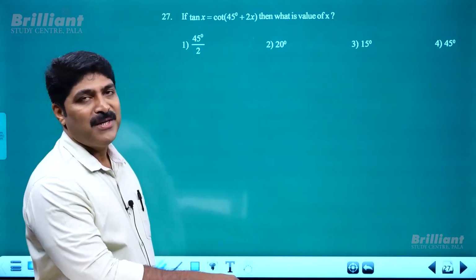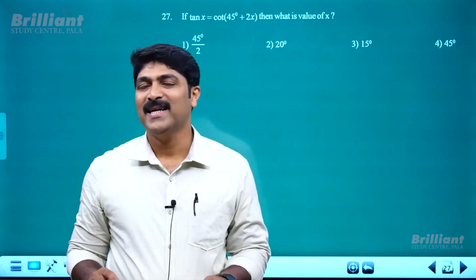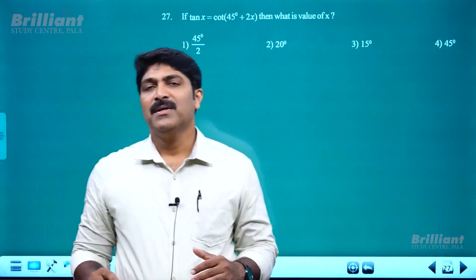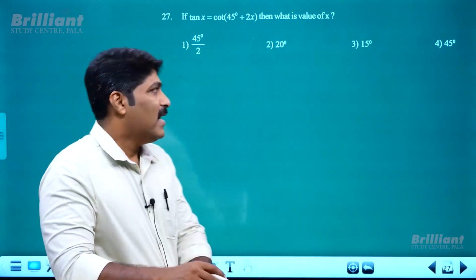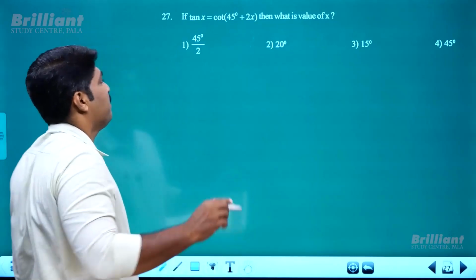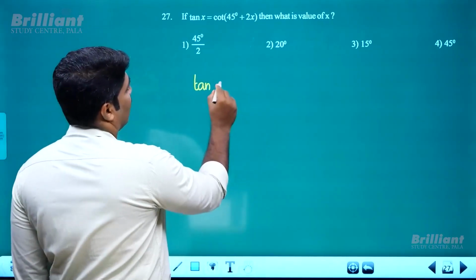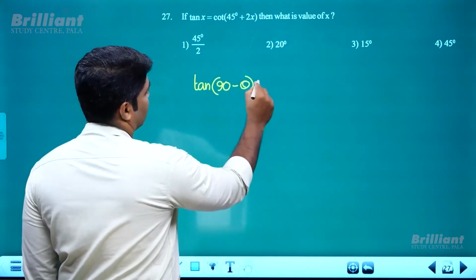It's a question from trigonometry. You already learned some of the basic results and identities of trigonometry. This question is based on the conversion concepts of trigonometry. So here, what is the basic concept? Here we know that tan 90 minus theta. What is tan 90 minus theta?